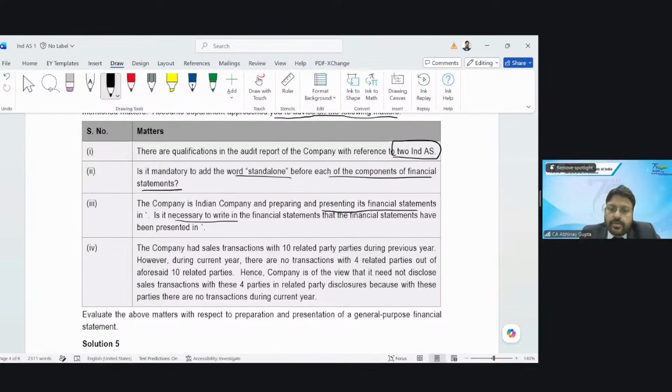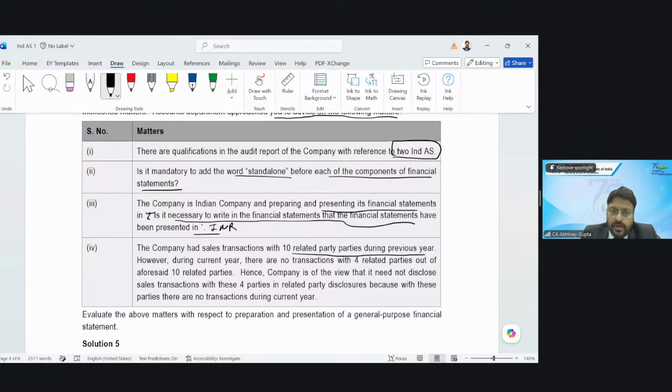Third, the company is an Indian company and is preparing and presenting its financial statements in INR. Is it necessary to write in the financial statements that the financial statements have been presented in INR? So if the company is an Indian company, and the currency of India is anyway INR, do we still need to mention somewhere on the financial statements that they are presented in INR? That's the ask.